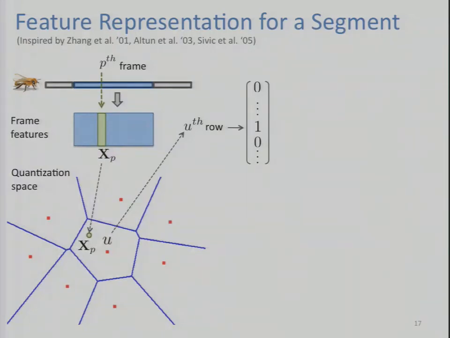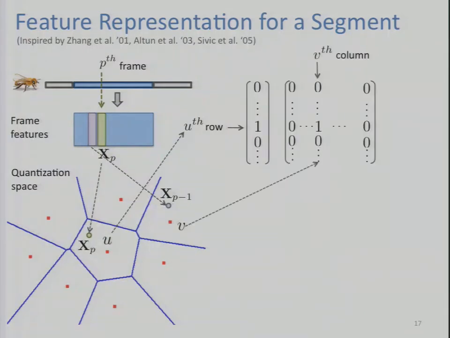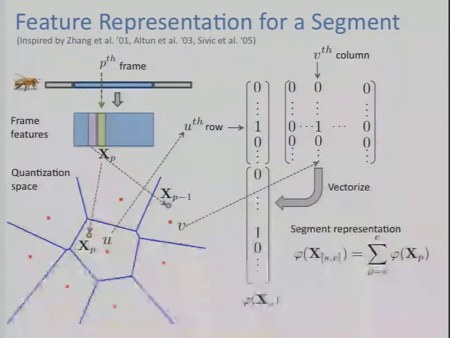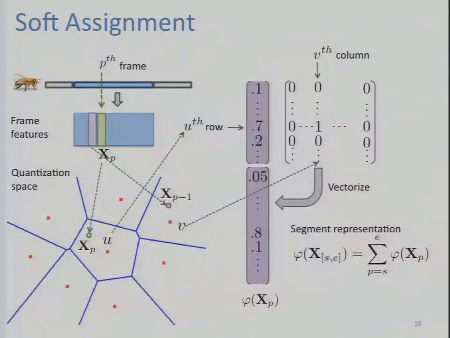We also encode the transition between consecutive frames. What I mean by that is to look at the previous frame, and if it belongs to state V, then we have a matrix that encodes this transition. We vectorize it and concatenate these two vectors, and it becomes the feature vector for this particular frame. The feature vector for the whole segment is the sum of the feature vectors for the frames in the segment. This is inspired by the bag-of-words model and also the hidden Markov model. In practice, we actually use soft clustering, soft assignment, instead of the hard assignment here.